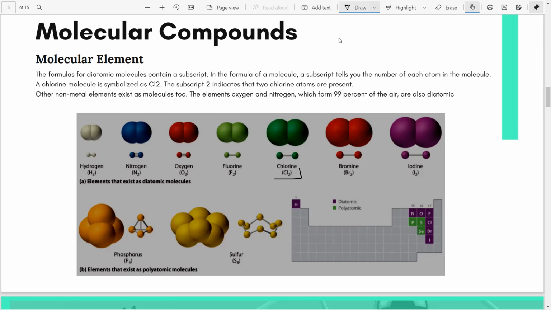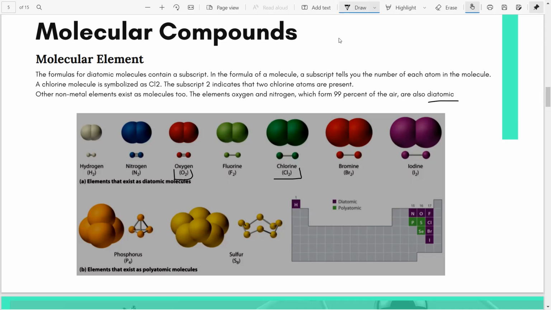Other non-metal elements exist as molecules too. So oxygen and nitrogen, which form 99% of the air, are also diatomic. Think of it as two atoms, di meaning two, atomic meaning atomic. So these are elements that always exist in pairs. Oxygen, you're less likely to find as just an O and more likely to find hanging out in pairs of diatomic oxygen, or O2.